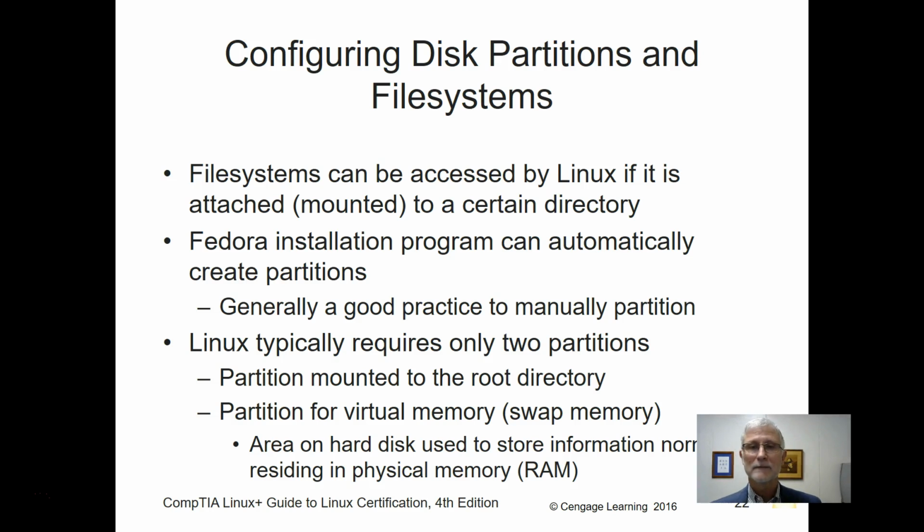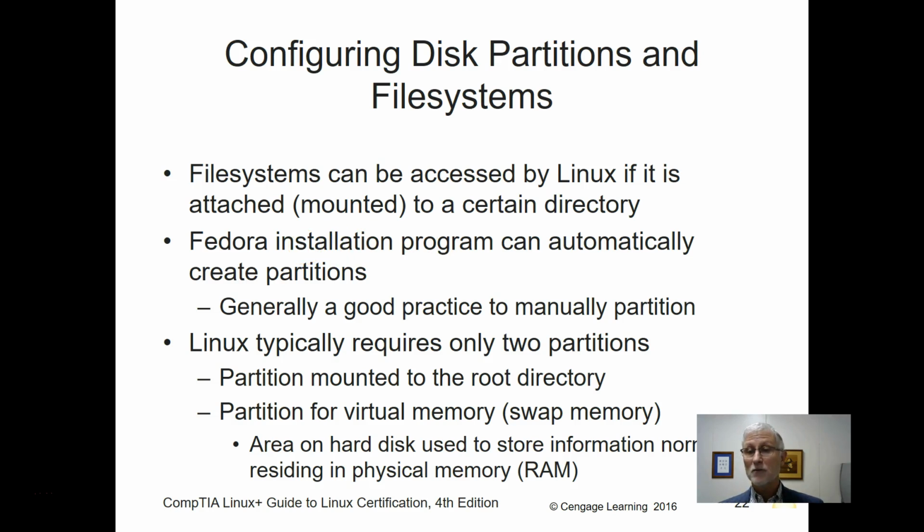Now, Fedora can automatically generate partitions, but we're not going to have the system create partitions for us when we do the install. We're just going to keep one partition. Now, Linux typically requires only 2 partitions. One is for the root directory, and one is virtual memory for swap space.